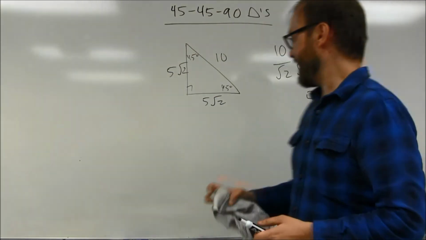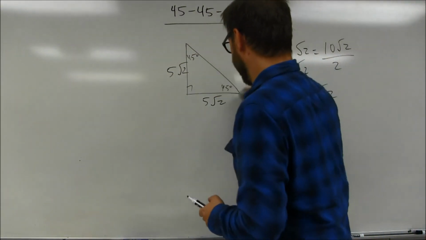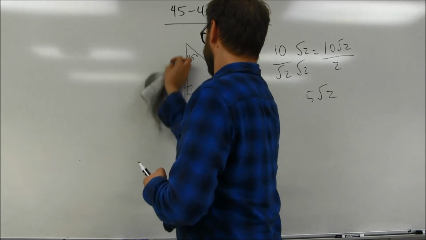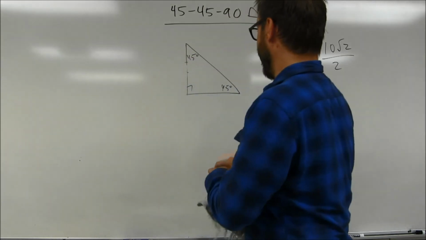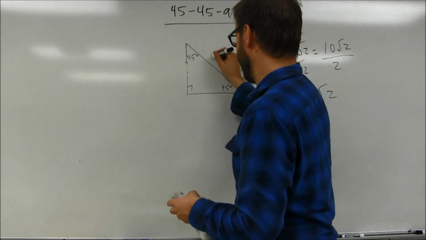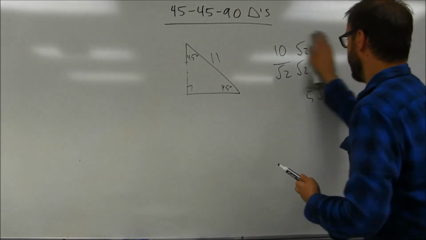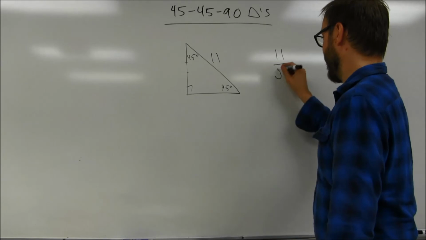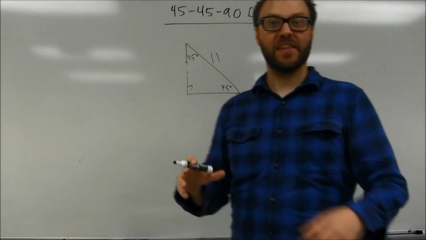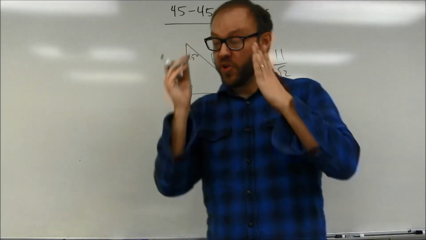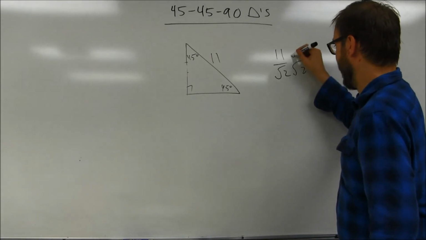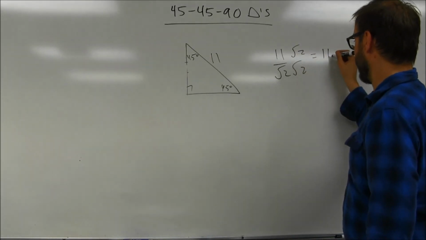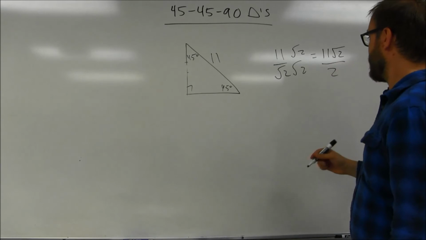They can get even uglier. Let's say, for example, that I had something like 11. You would divide by the square root of 2 to get the other side. So 11 over square root of 2 would be the unsimplified answer. You multiply the top and the bottom by radical 2. You're going to get 11 radical 2 over 2.